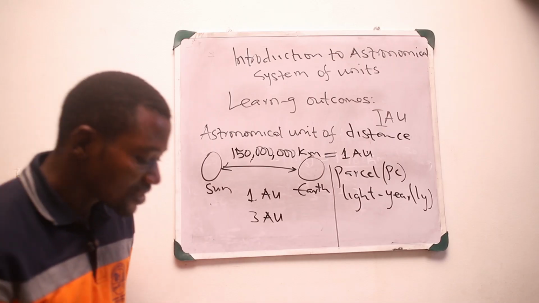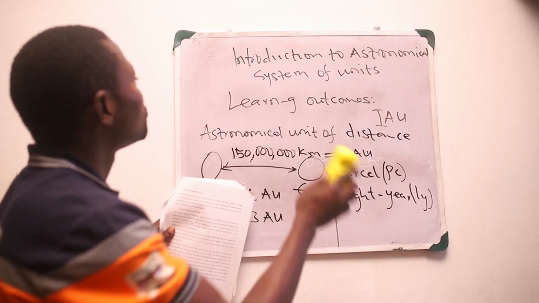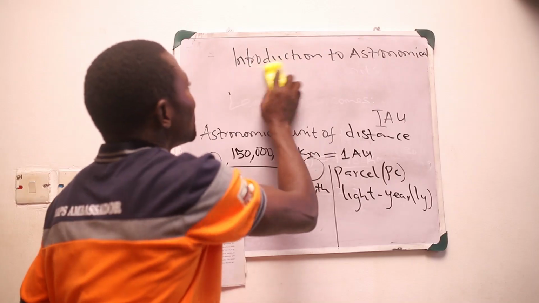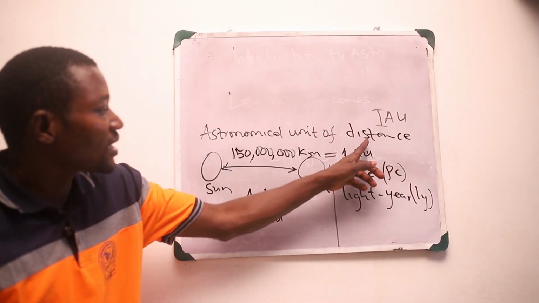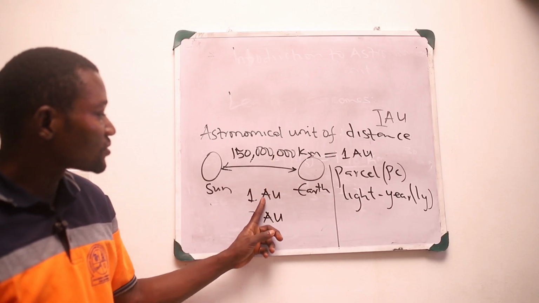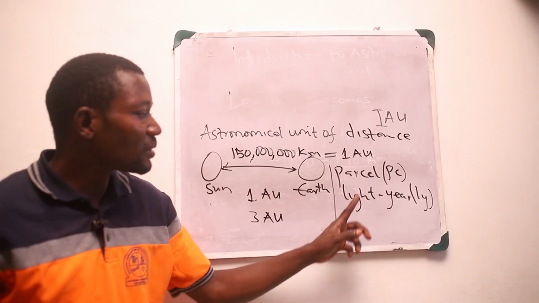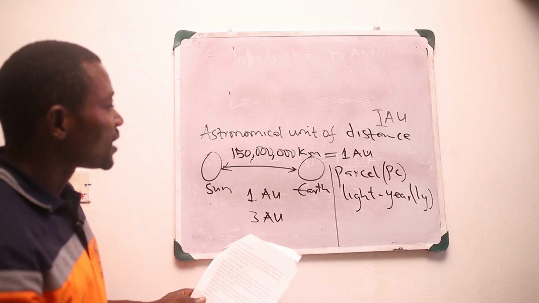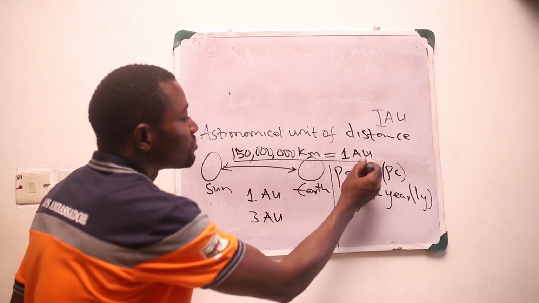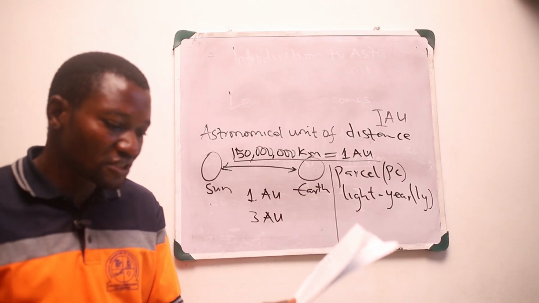So these are the 3 units that we use in astronomy for distance. We use astronomical unit, we use parsec, we use light year. And there is a relationship, like we have seen, between astronomical unit and kilometer.